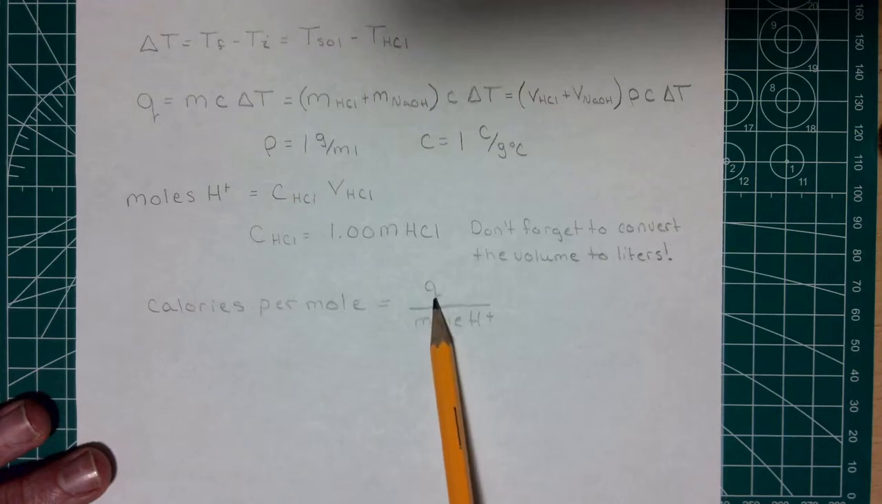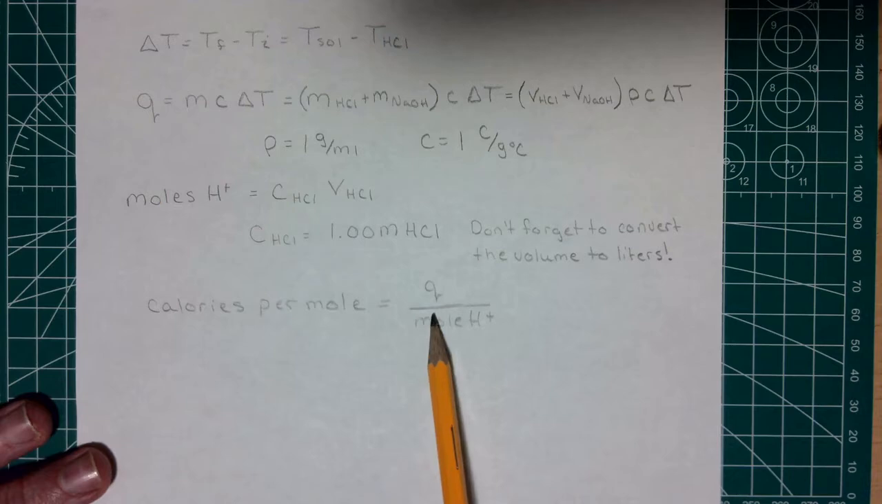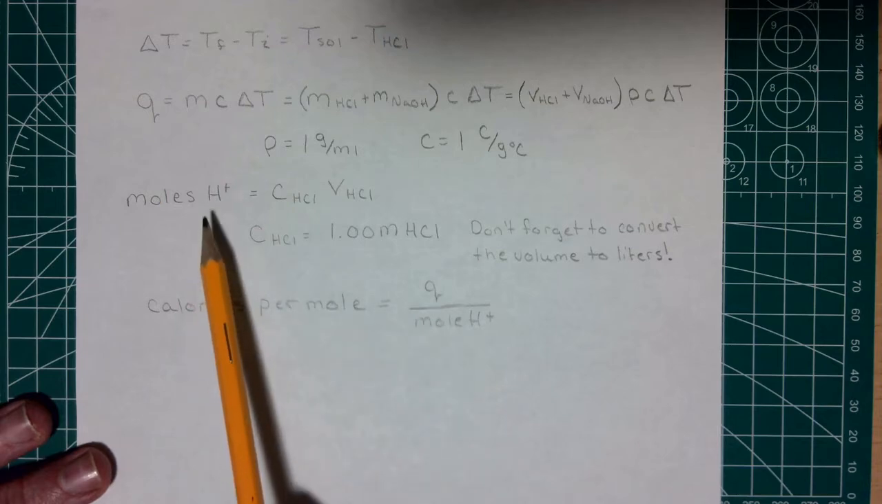The last thing it's going to ask us for is the calories per mole. And that's just going to be the Q value that we have up here divided by the moles that we calculated here.